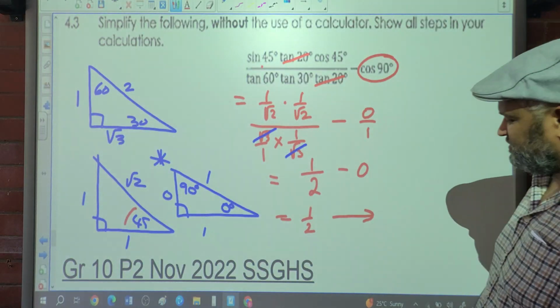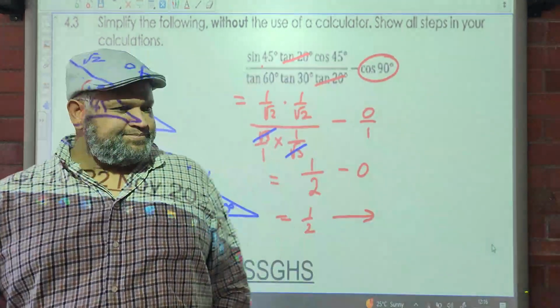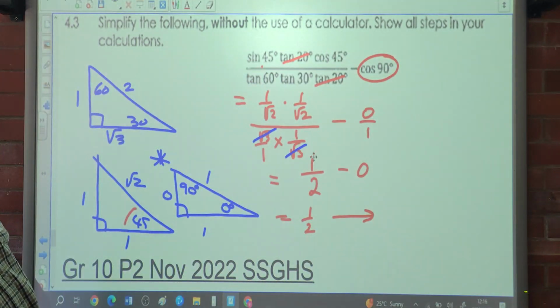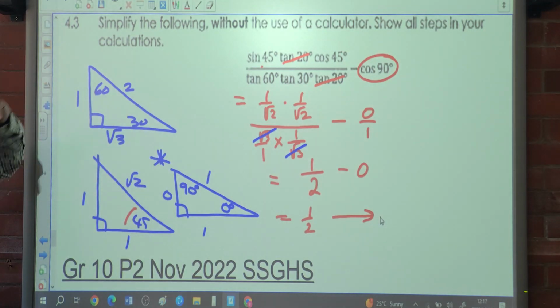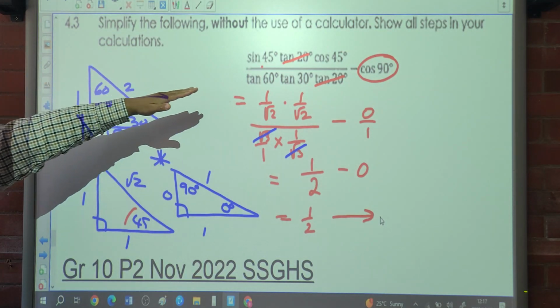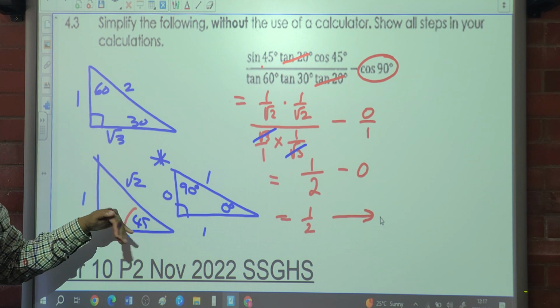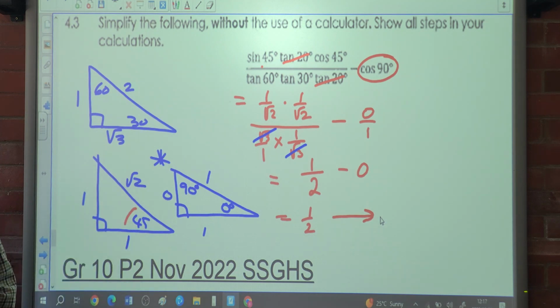Okay. Without the use of a calculator. How do you know you're going to be using calculators? We look at things like this here. Okay. And as I explained to you before, or encouraged you guys before, if you are given this question, write down your triangles on the side as well.